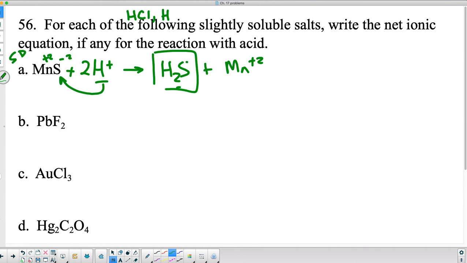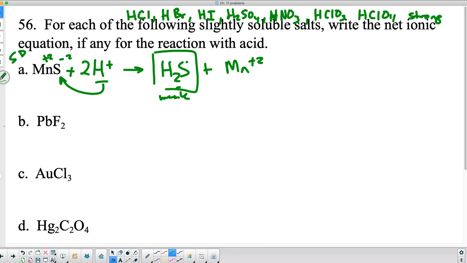Because the strong acids are HCl, HBr, HI, H2SO4, HNO3, HClO3, and HClO4. These are all strong acids. If we don't have any of those, then it's a weak acid. So this is weak, which means that this works.